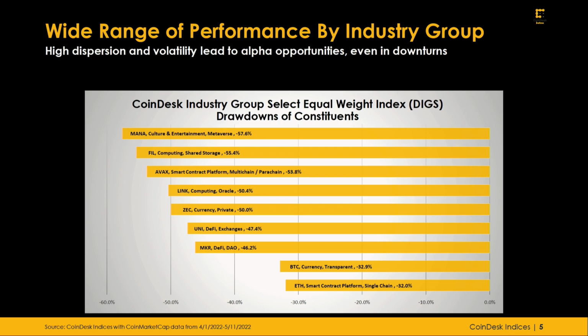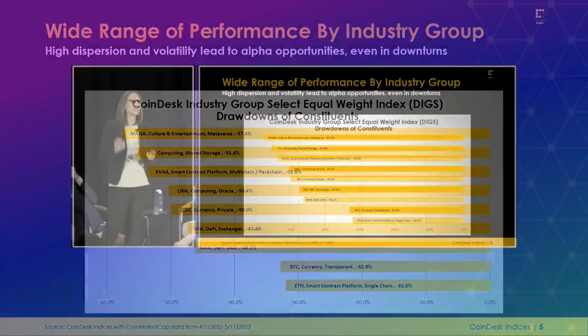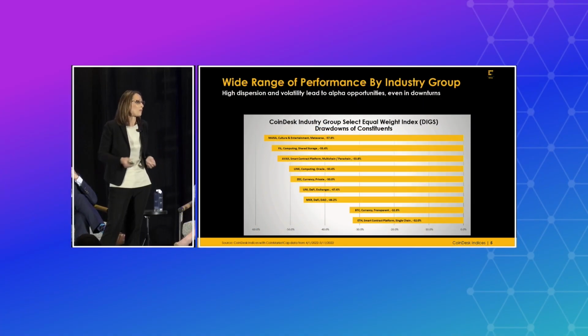That's the culture and entertainment sector. That's part of the metaverse industry group. So even in a down market, the dispersion and the volatility still generate a lot of alpha opportunity.